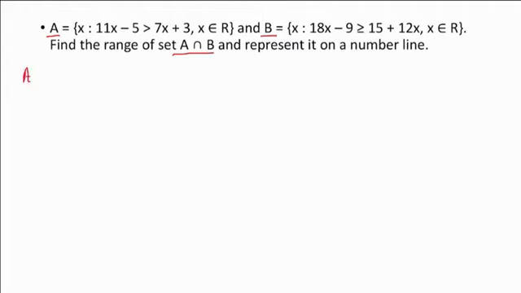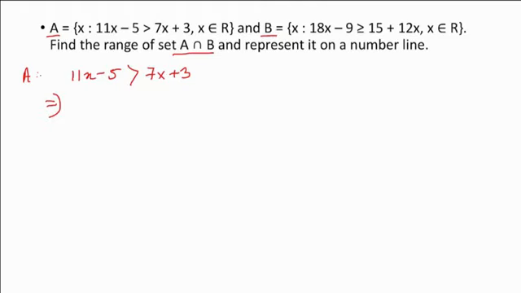First of all, let us simplify the inequation for A. For A, it is given as 11x - 5 > 7x + 3. And here it is said that x belongs to the real numbers. That means x can assume any value on the number line. So let's simplify this one. 11x - 5 > 7x + 3.